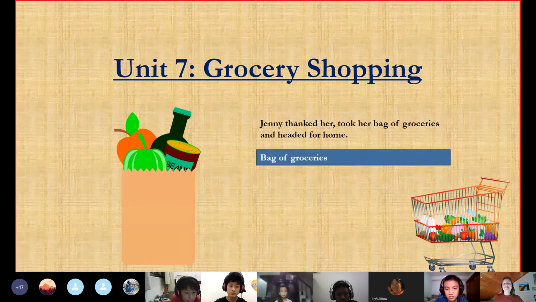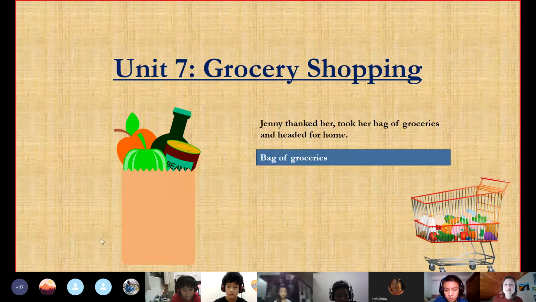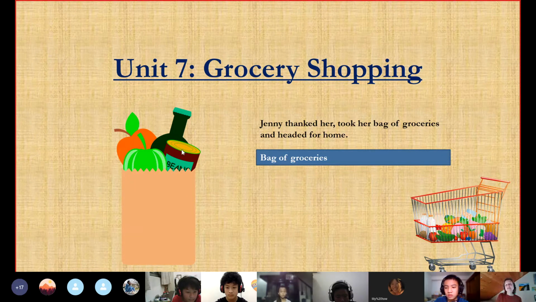All right, and then our last sentence. Jenny thanked her, took her bag of groceries, and headed for home. So in this picture, we can see a bag, that's this here, a paper bag of groceries. Okay, so a bag is just a place where we can put all of our groceries that we bought.